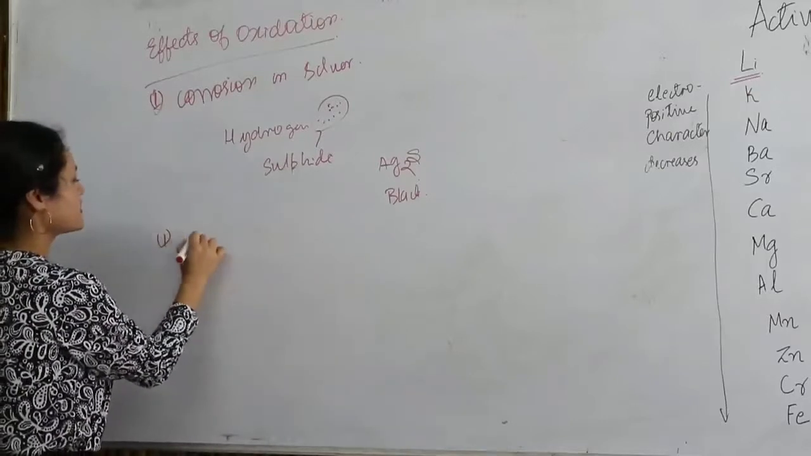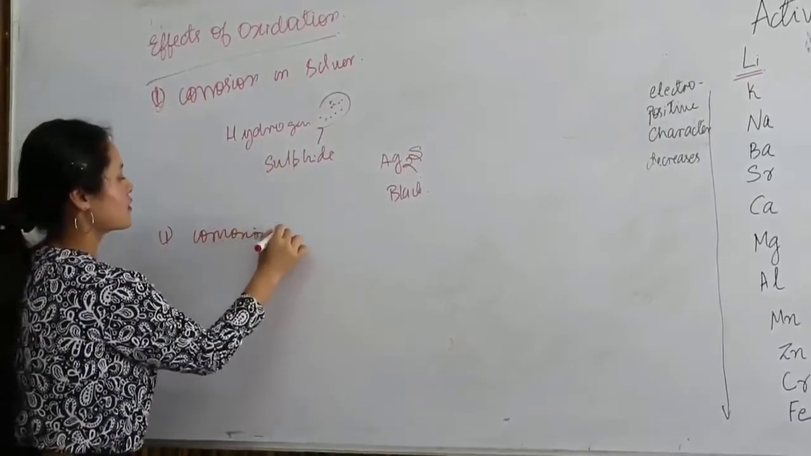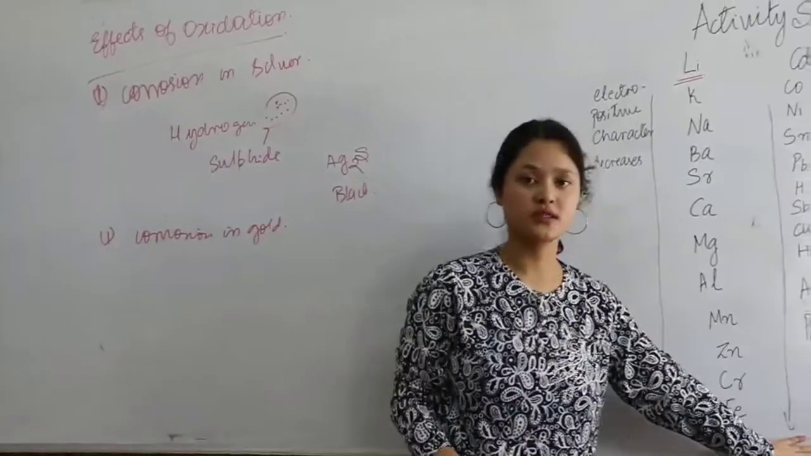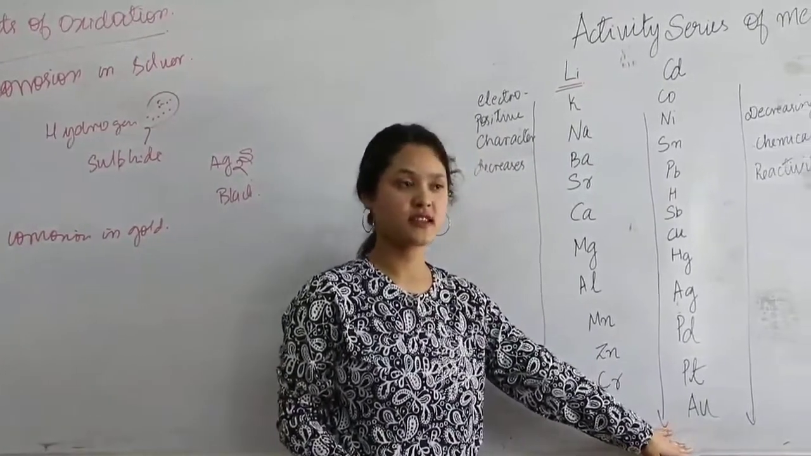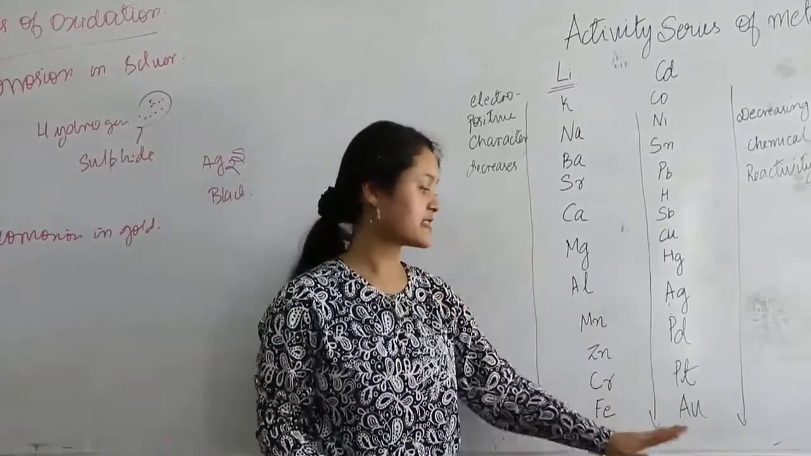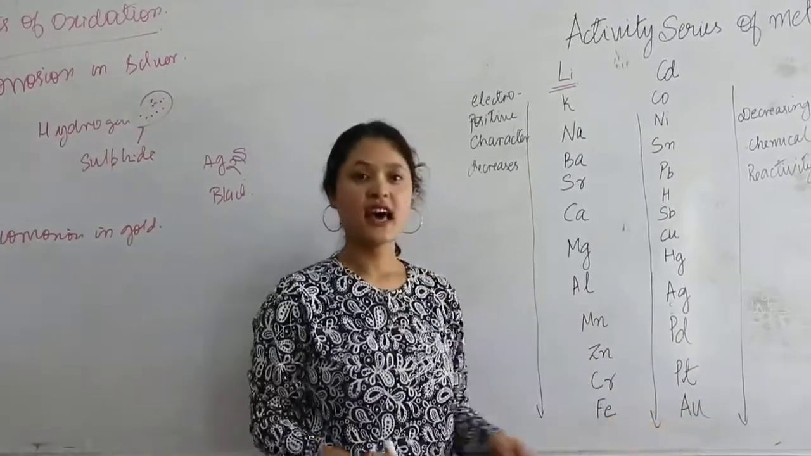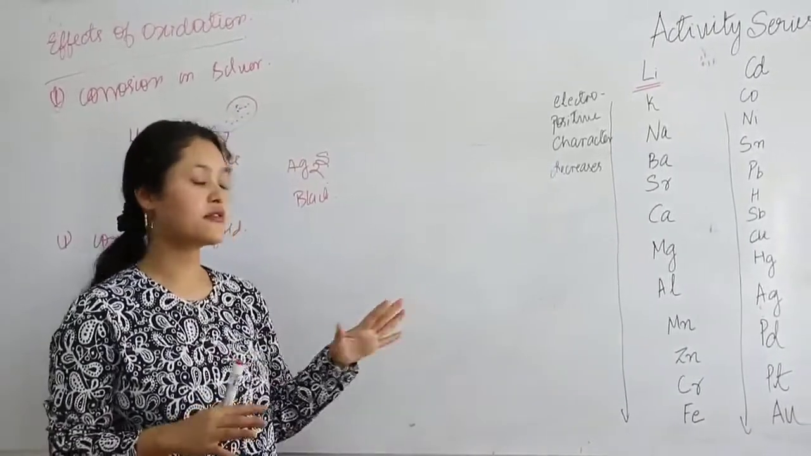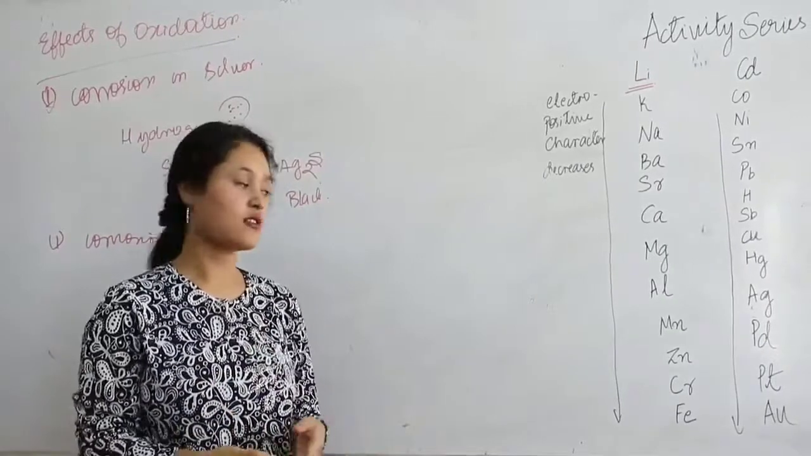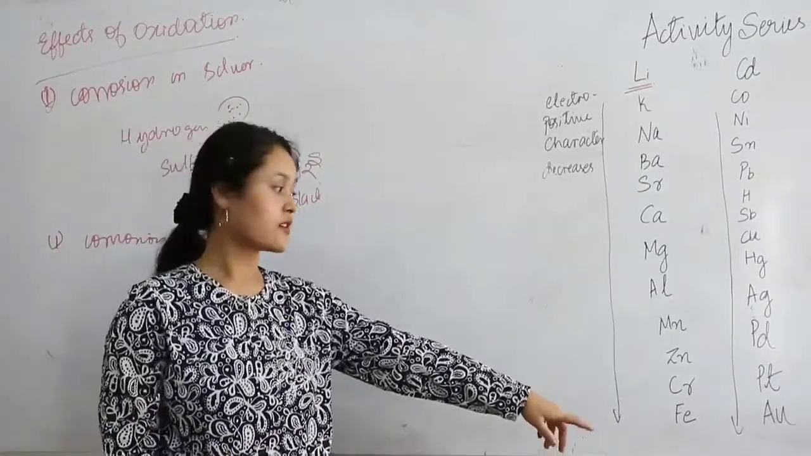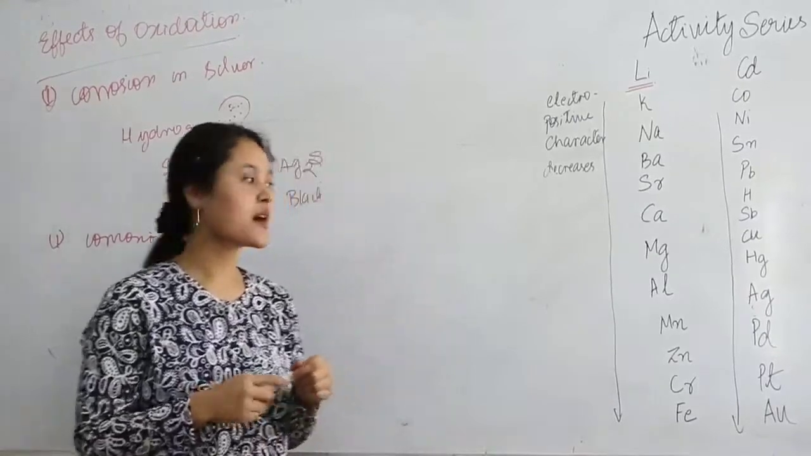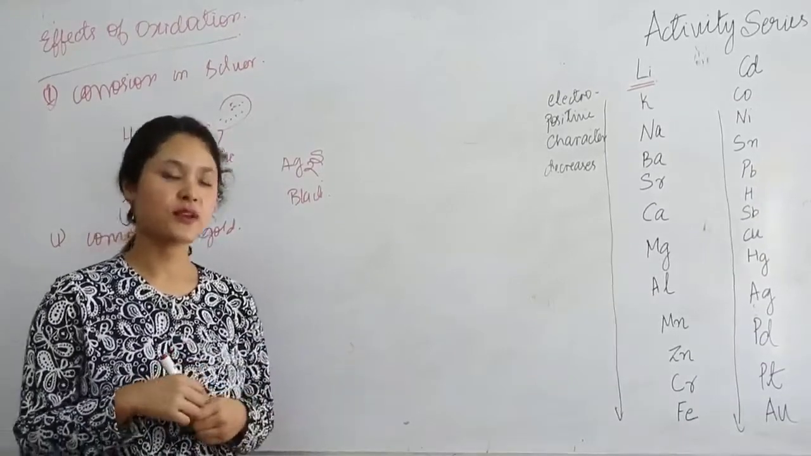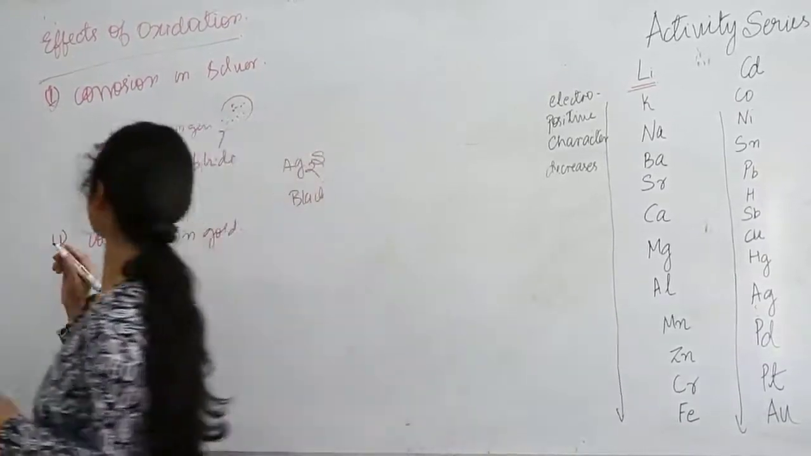What about corrosion in gold? We see gold is placed at the bottom of the activity series. So we know gold is the least active of all the elements, and it does not react readily. Even if it gets in contact with moist air, it won't corrode easily because of its least reactivity. So that's why gold is usually used to make jewelry, and it lasts a very long time because of its least reactivity.